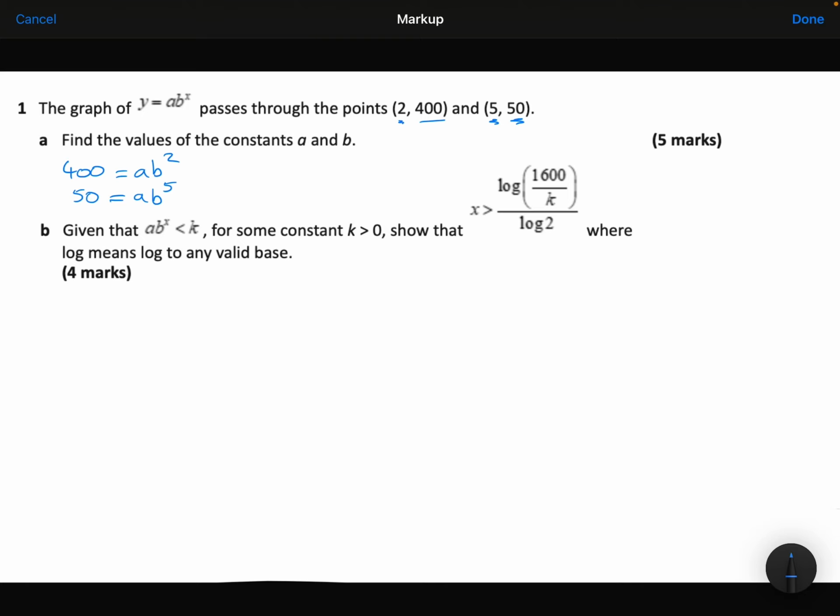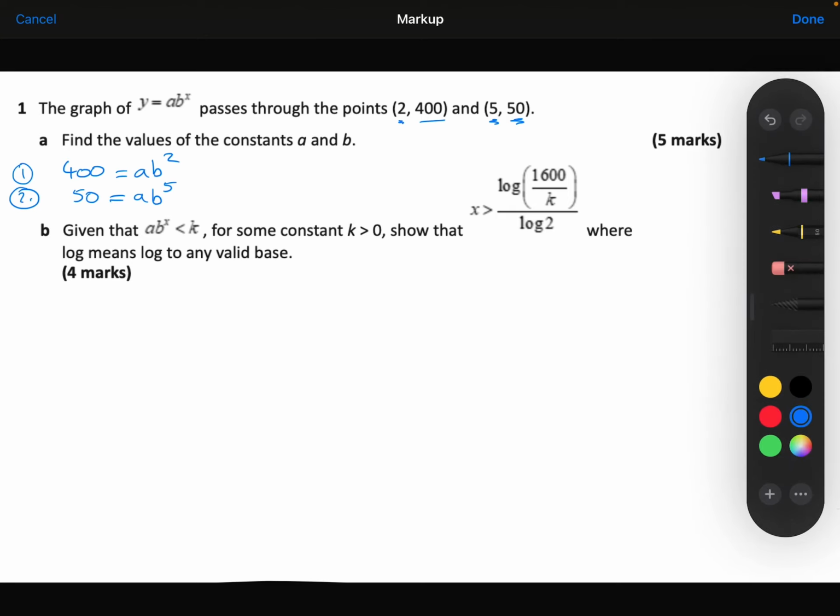To solve these simultaneous equations, if I do equation 2 divided by equation 1, then the a terms are going to cancel out. So if I did ab to the power 5 divided by ab squared, that's going to equal 50 divided by 400. And like I say, the a's cancel out. b to the power 5 divided by b squared would be b cubed. 50 divided by 400 is 1/8. And now I can see that b, the cube root of 1/8, is 1/2.